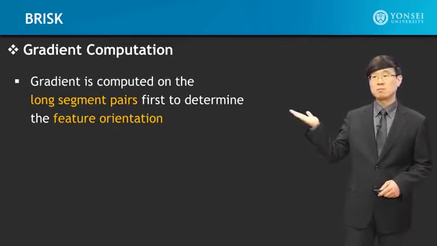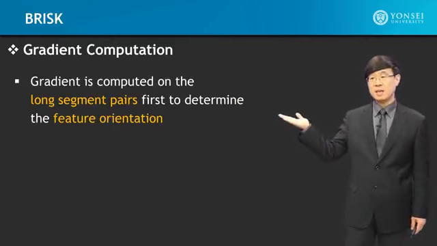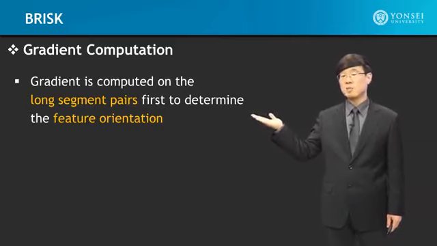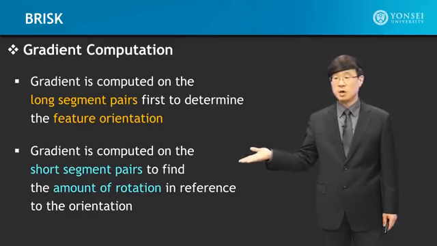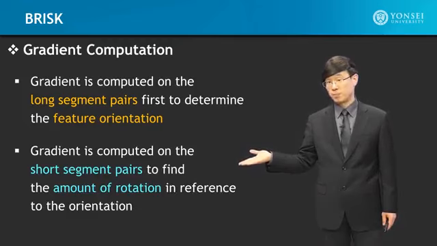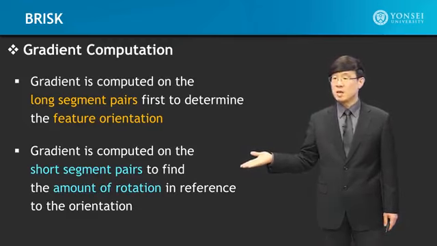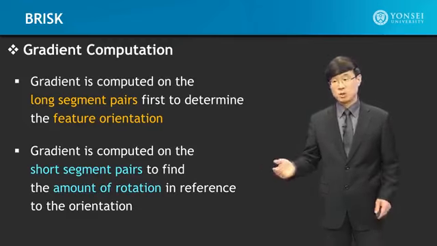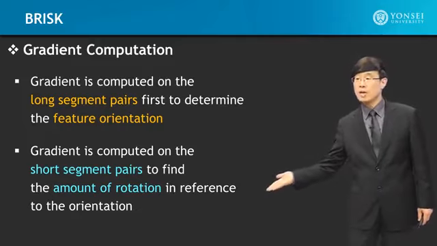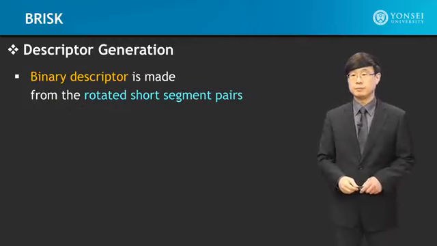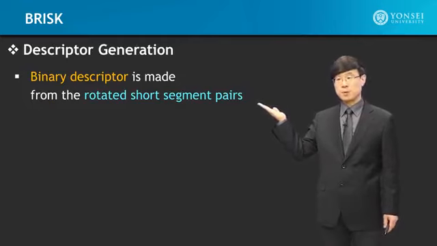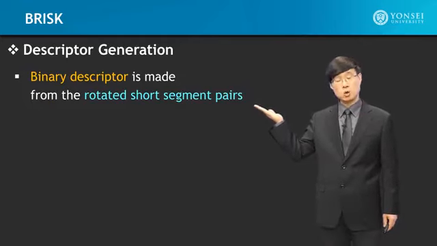Gradient computation? Well, a gradient is computed on the long segment pairs first because they're trying to determine the feature orientation. And then comes the turn for the short segment pairs. So the gradient is computed on these to determine the amount of rotation in reference to the orientation, which was determined by the long segment pair gradient processing. Binary descriptors are made from the rotated short segment pairs.